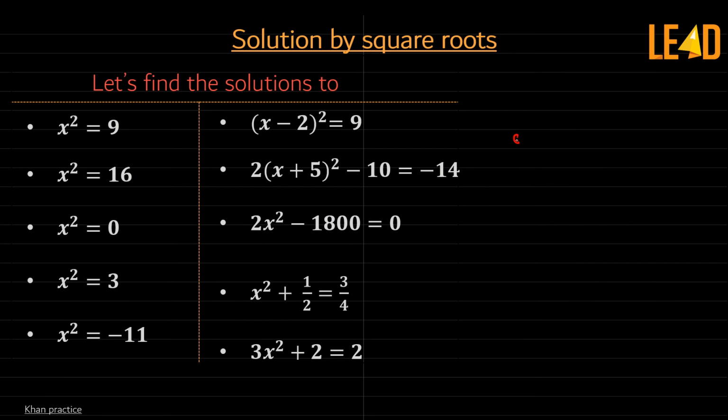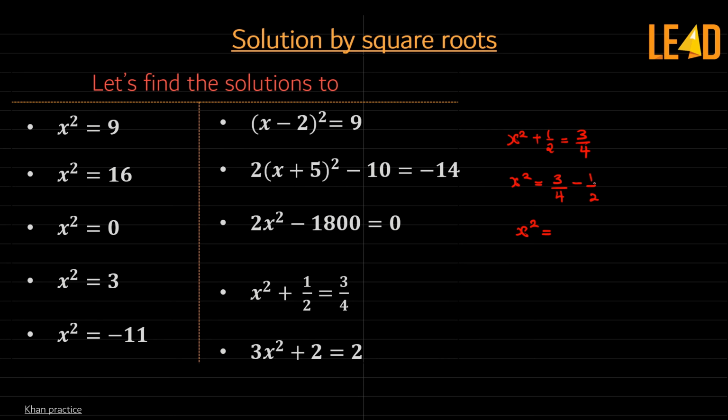Next, we have x squared plus half is equal to 3 over 4. Move this over, we would have x squared is equal to 3 over 4 minus half. Again, if you're someone who doesn't like fractions, I think at this point you just need to work on it, right? I don't know why people run away from fractions.